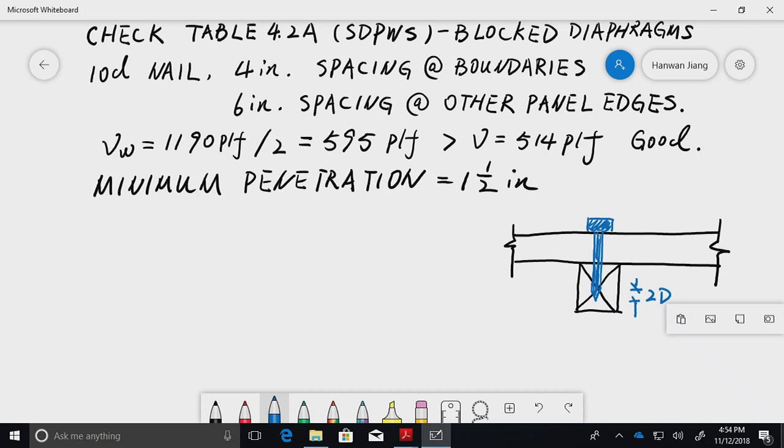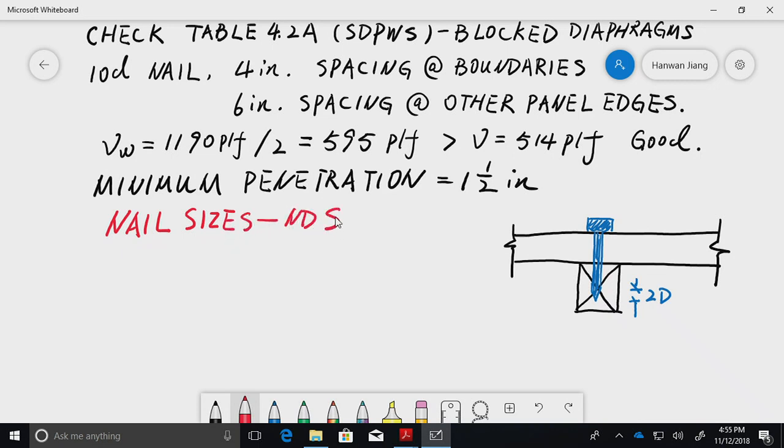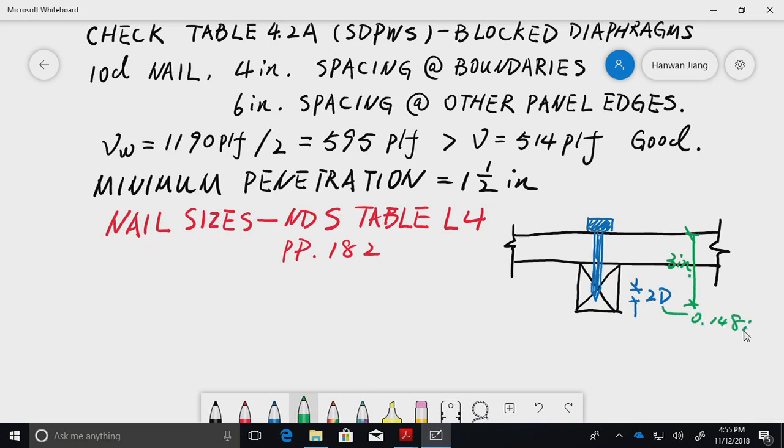So the nail size is in NDS table L4, page 182. The length of the nail is 3 inches, and the D is 0.148 inch.